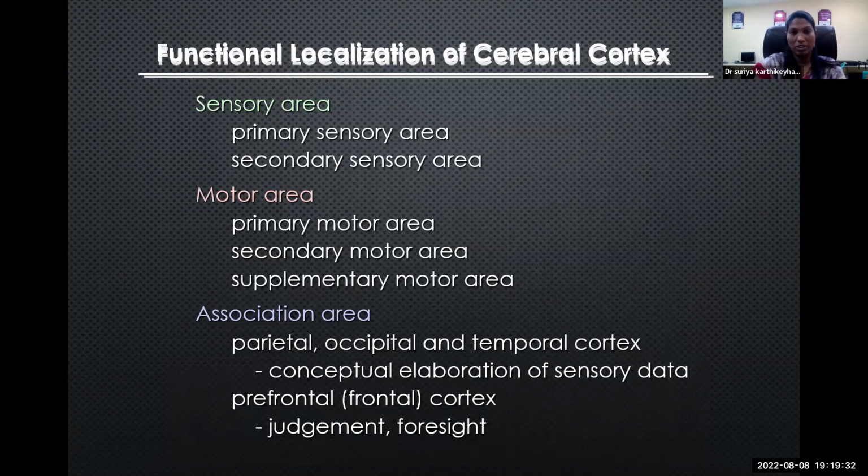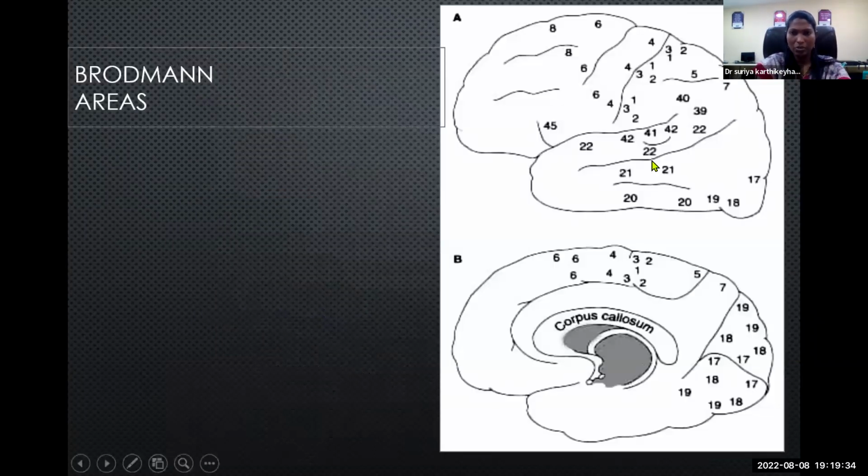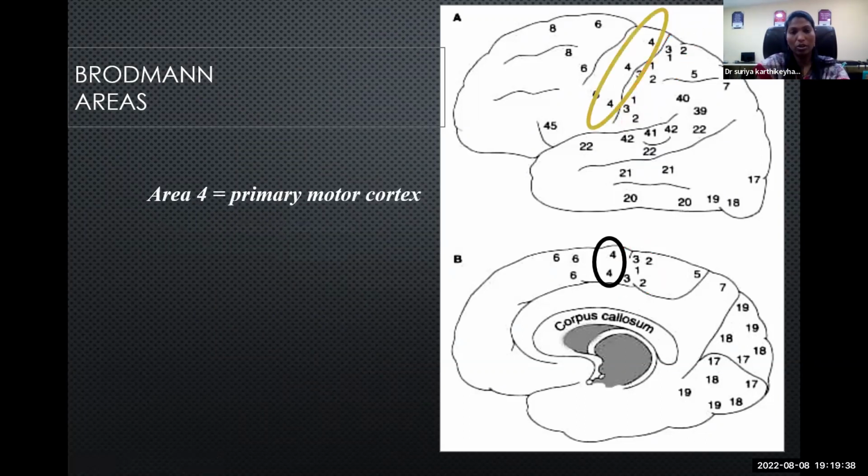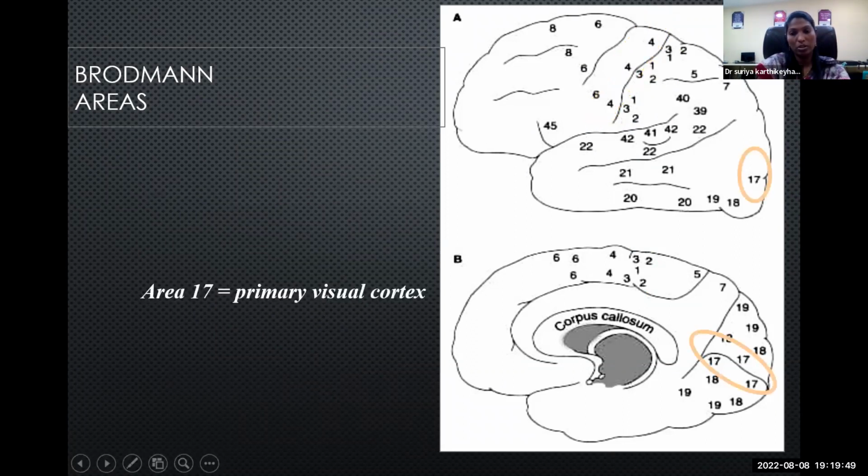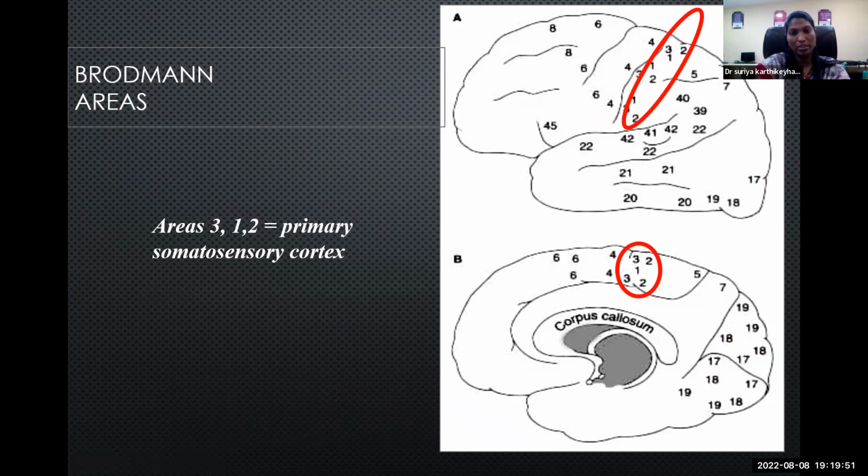Coming to the association functional areas, the Brodmann areas. What is area number 4? Area number 4 is the primary motor cortex, the primary motor area. That is the precentral gyrus. And then the sensory area means areas 3, 1, 2. Areas 3, 1, 2 are the primary sensory area, the somatosensory cortex.